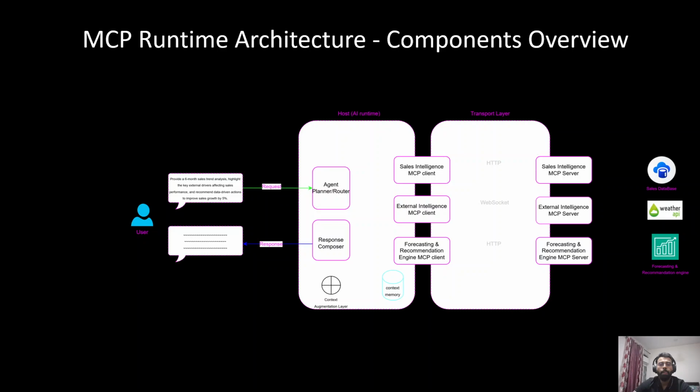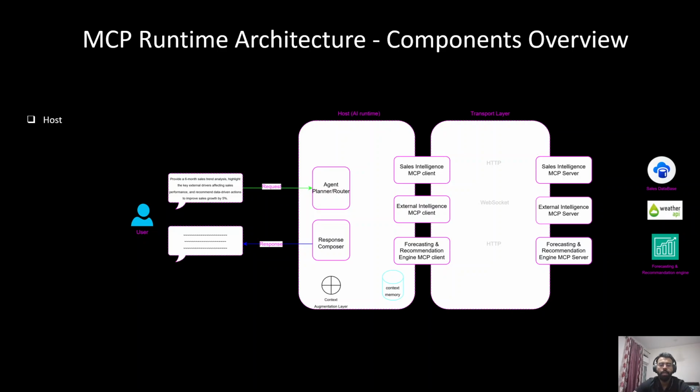Components overview. Let's take a deeper look into the MCP runtime architecture and understand how it powers modern AI systems. The MCP architecture is built around several key components, each playing a critical role in enabling intelligent, scalable, and connected AI workflows. Let's explore each component and its significance.